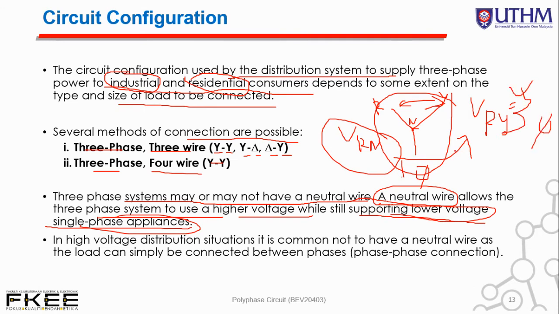In high voltage distribution stations, it is common not to have a neutral wire, as the load can simply be connected between phases, phase-to-phase connection. Since the load itself can be connected between phases already, it is common not to have a neutral wire in the high voltage distribution.